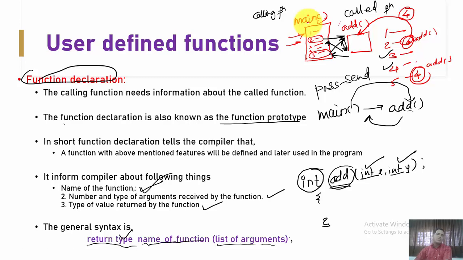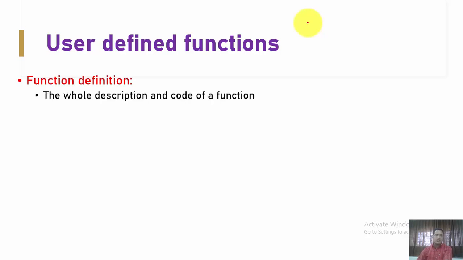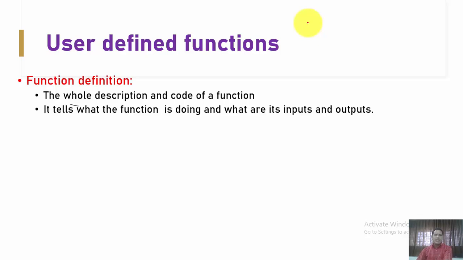So this much information is passed by this function declaration. Now the next stage, the important one, is the function definition. What is function definition? Simple, the whole description and the code of a function. It tells what the function is going to do and what its inputs and outputs are.